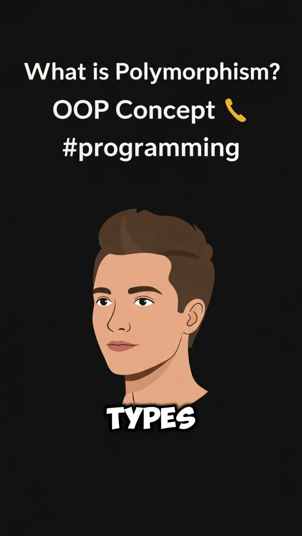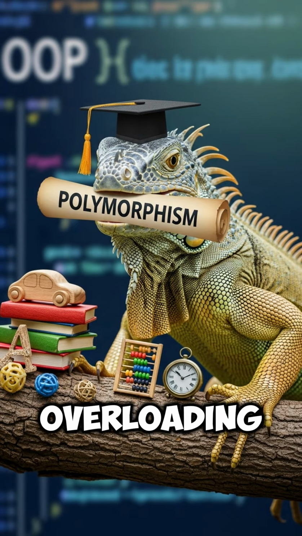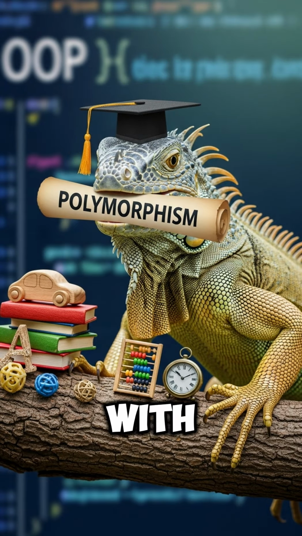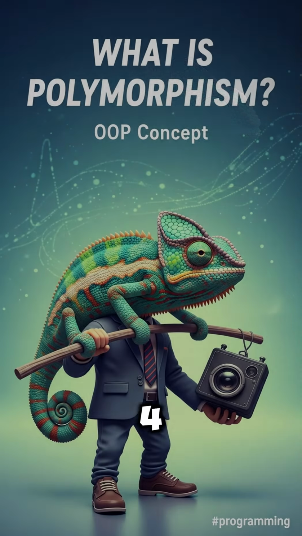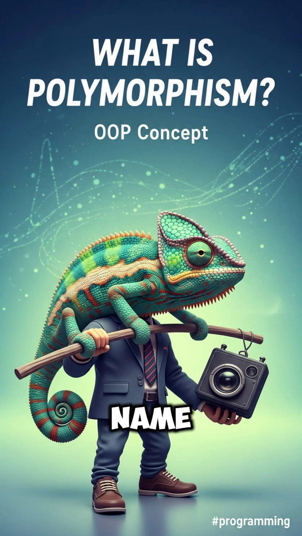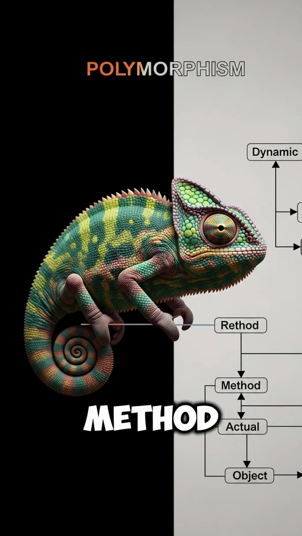There are TWO types of polymorphism. First, compile-time polymorphism, also called method overloading. This is when you have multiple methods with the same name but different parameters, like an add function: add 2, 3 adds 2 numbers, add 2, 3, 4 adds 3 numbers. Same name, different signatures.